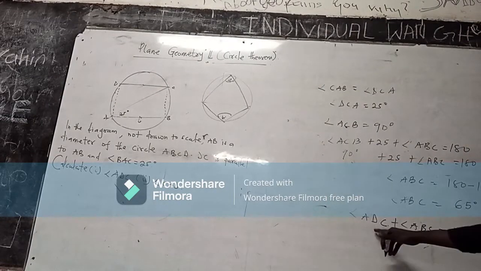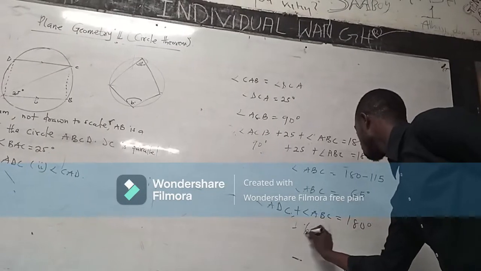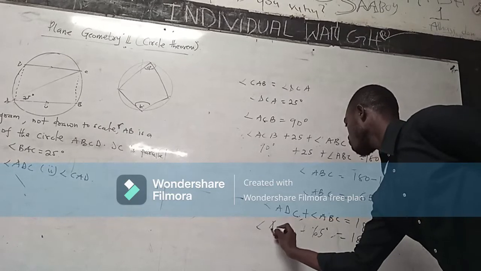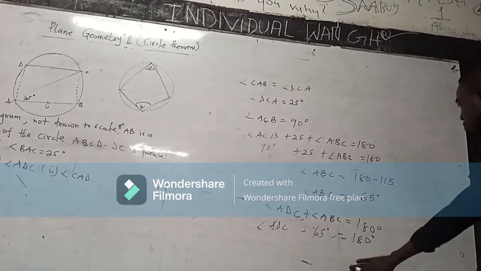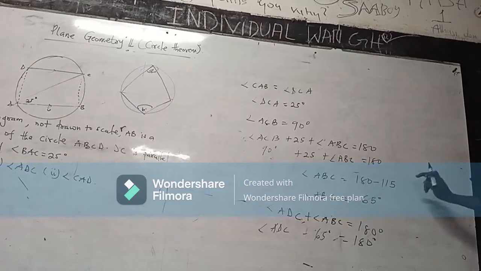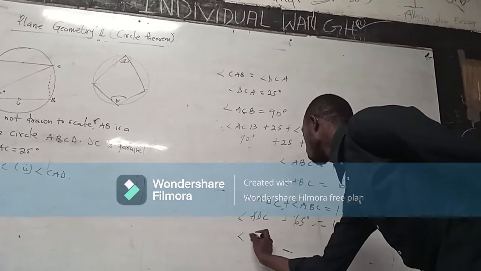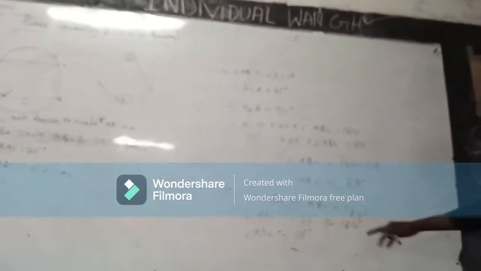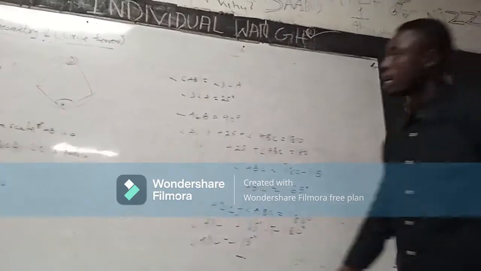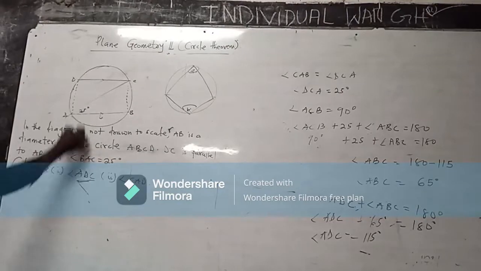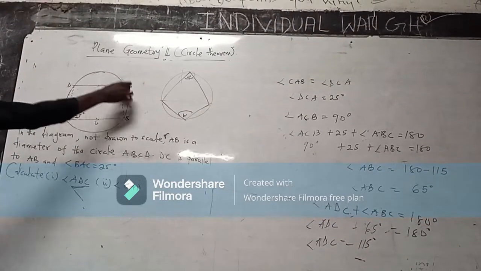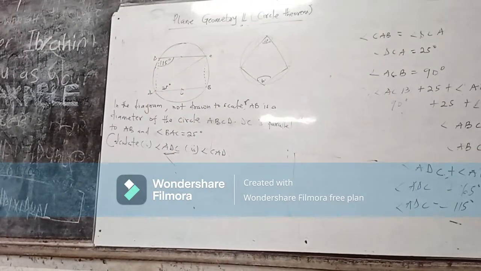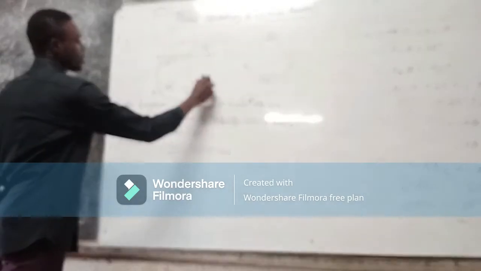So what is this? This one is 65, 180. So angle ABC is that. When you subtract this, ABC is equal to 115. When you subtract this one from this, you get 115. So the first question they asked, angle ABC is equal to what? 115 degrees, because we have here to be 65.